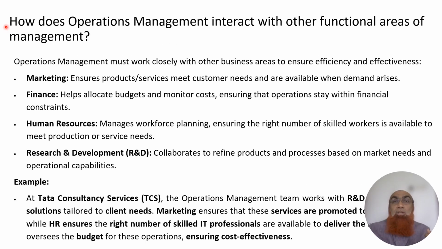Next is about how operations management interacts with the other functional areas of management. We already discussed marketing, finance, human resource, R&D, right? With various different kinds of examples, right? Not only this, under this there could be marketing, sales could also be there, finance, human resources, training could be there, research and development is there, right? So there could be this or bifurcation of these for effective handling of operations.